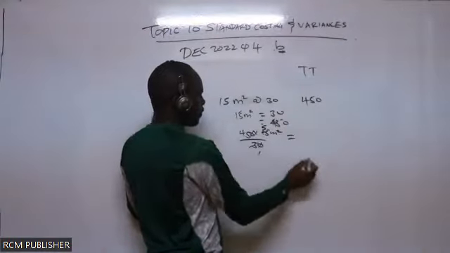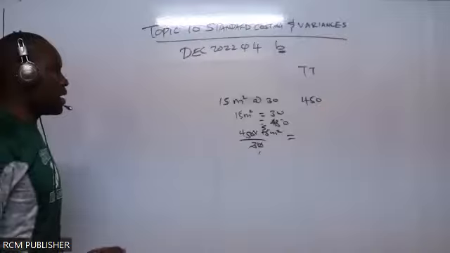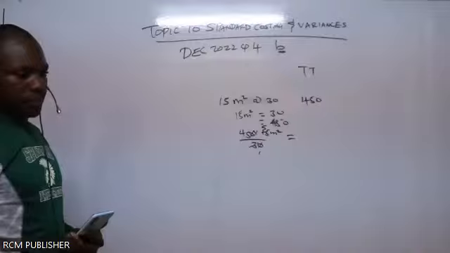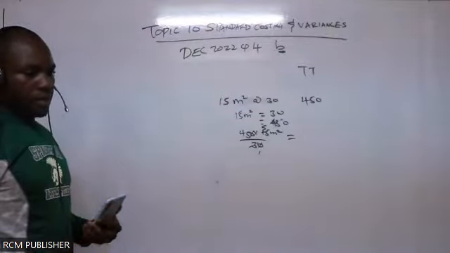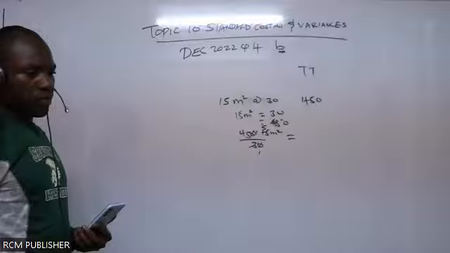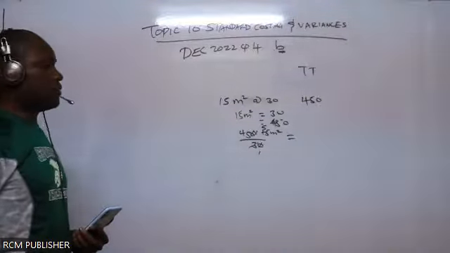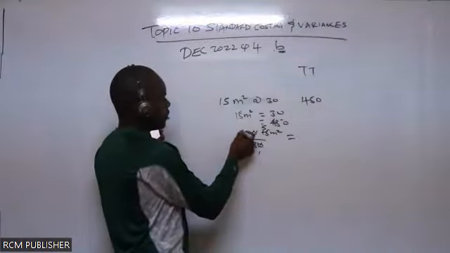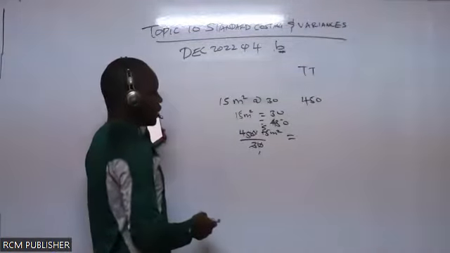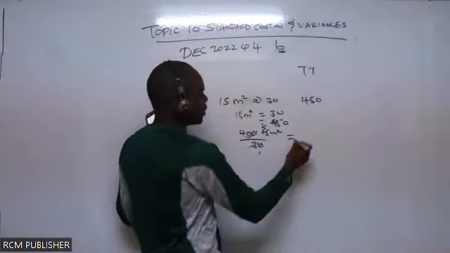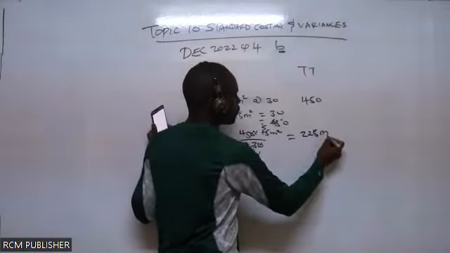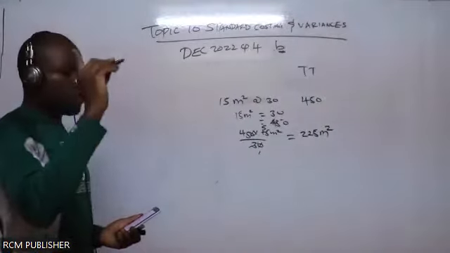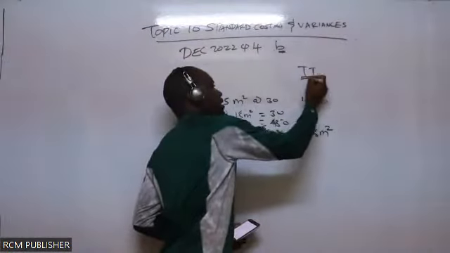So 45 by 5, what am I going to have? Is it 135? 45 by 5. Okay, by 2 is 90, by 4 is 180. Good, 225 squared meters. That is the raw material that we need to produce one finished product of TT.